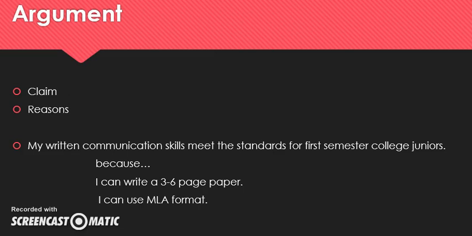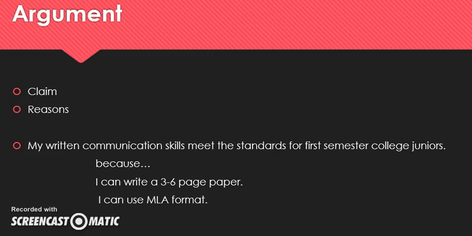An argument consists of two main parts, and this goes back to Aristotle. There has to be a claim. A claim is an opinion statement. And then you have reasons that support the claim. The reasons have to be explained and developed, so that they make sense and that the reader can follow them, but you have to have reasons.